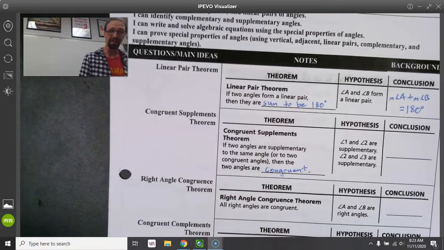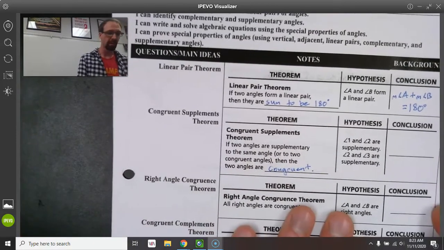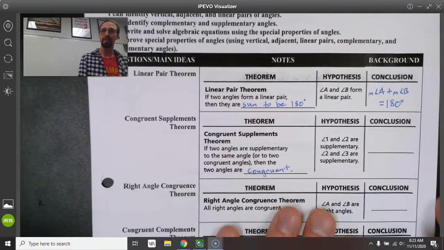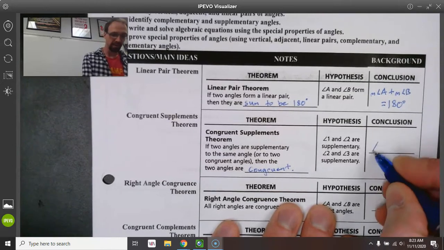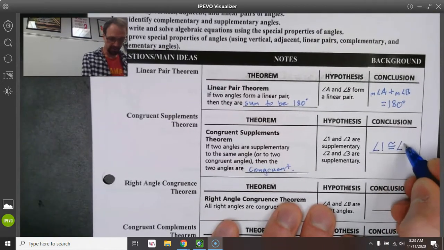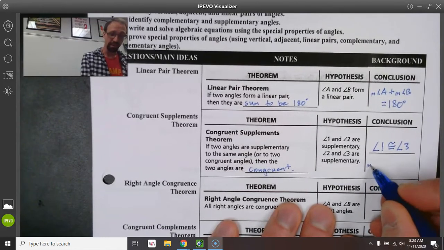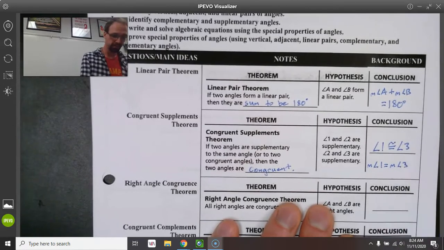Remember, congruent means the same design, shape. A good way to think about congruent: when we talk about something being equal, then we talk about the measures of them. So this means angle 1 is congruent to angle 3. That means that the measure of angle 1 is equal to the measure of angle 3.